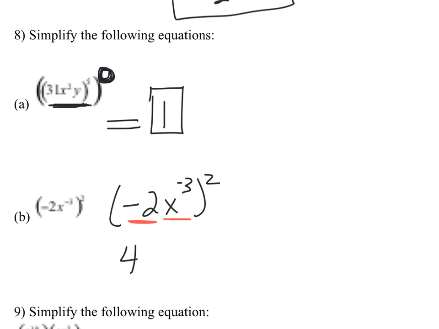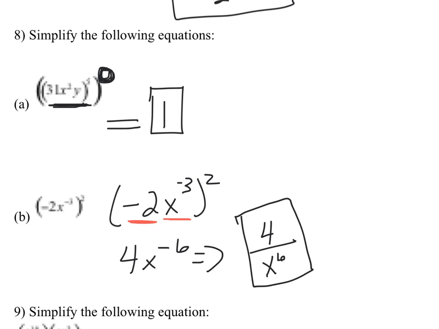X to the negative 3, however, squared is going to be x to the negative 6. Well, I can't have my answer written with a negative exponent, so I'm going to have to put that x to the negative 6 into the denominator, making that x to the positive 6. So my final answer is going to be 4/x to the 6th power, just like that, in the denominator, and that's the final answer.